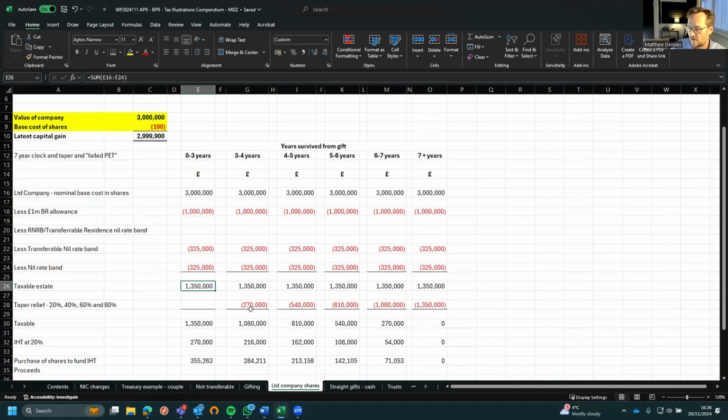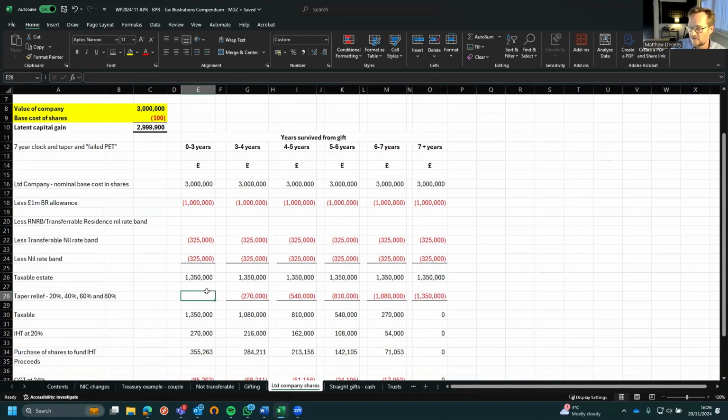So we've got taxable 1,350,000. And why has it disappeared from there? Oh, that's taper relief. So if we don't live 3 years, we've got the full inheritance tax, 20%, and it's tapering down. Okay, so 3 to 4 years, it drops to 216, 4 to 5, 162, and so on. So this is our IHT tapering down.